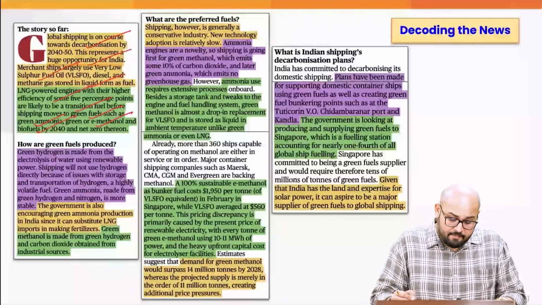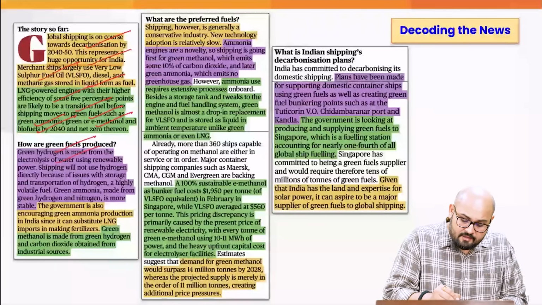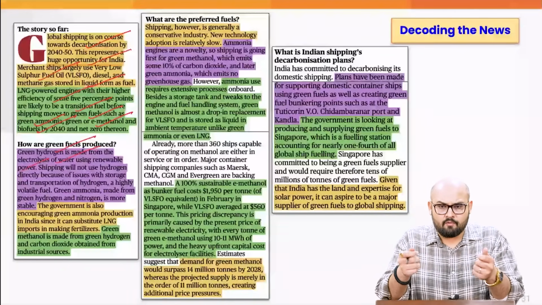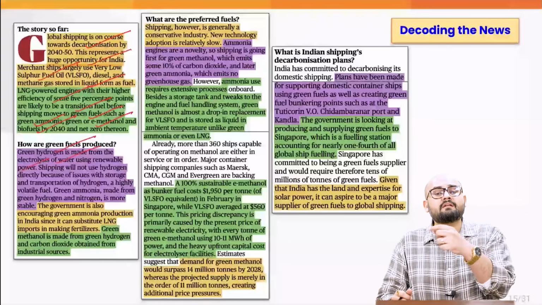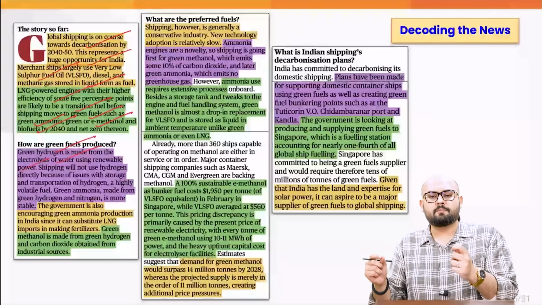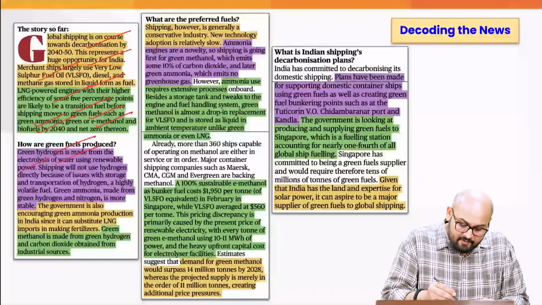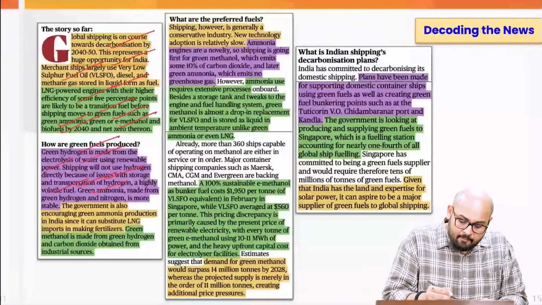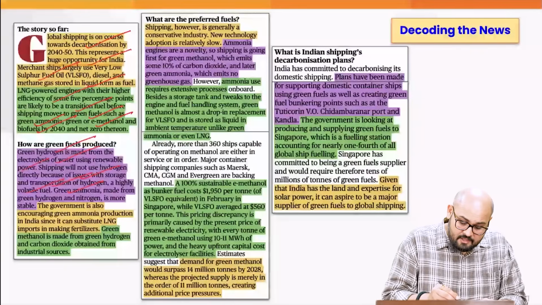How are green fuels produced? Green hydrogen is made from the electrolysis of water using renewable power. So you are basically doing the electrolysis of water, but the power you are using is renewable energy, and therefore the hydrogen produced would be green hydrogen. Shipping will not use hydrogen directly because of issues with respect to the storage and transportation of hydrogen, a highly volatile fuel. Green ammonia made from green hydrogen and nitrogen is more stable.